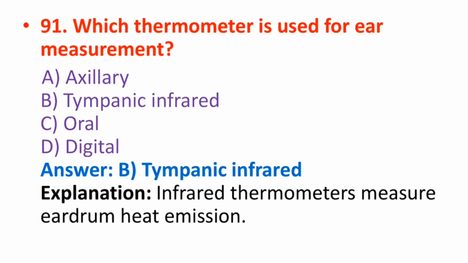Which thermometer is used for ear measurement? Option A, axillary, option B, tympanic infrared, option C, oral, option D, digital. The correct answer is option B, tympanic infrared. Infrared thermometers measure eardrum heat emission.